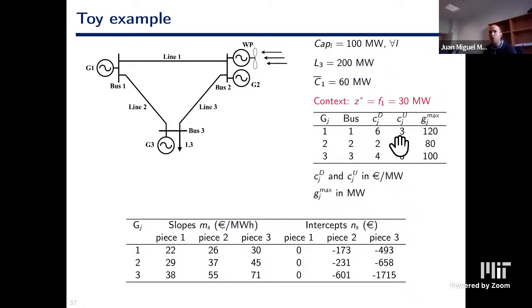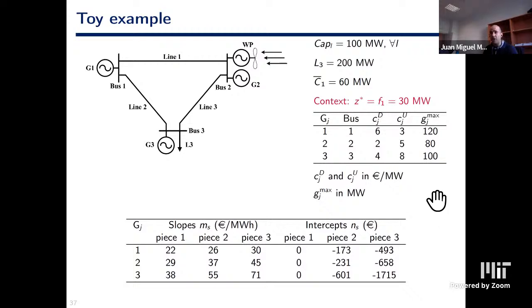This table here shows the capacity of the three generators together with the reserve provision capacity cost, downward and upward. In this small example, this other table collates the convex piecewise linear functions that model the generator's production cost. Here we have the slopes. We consider three pieces, and here we provide the slopes, and here the intercept of the different linear pieces.